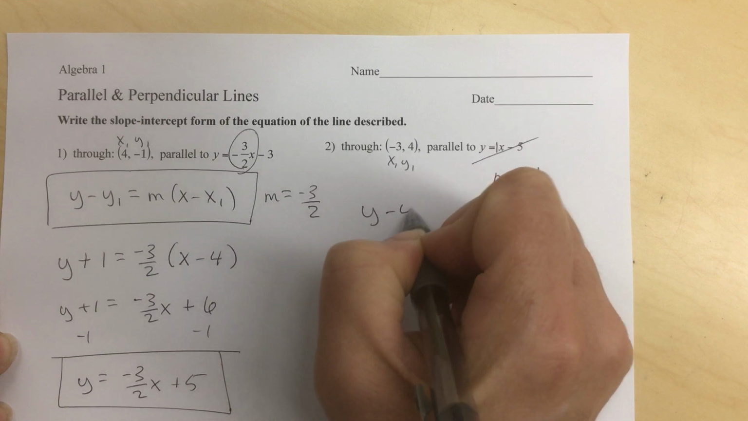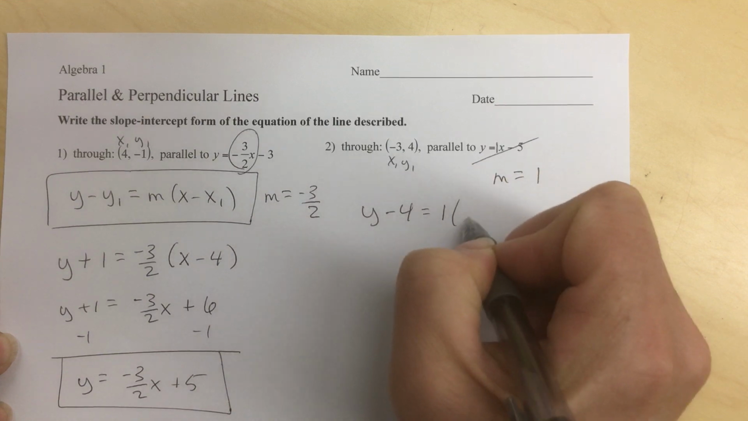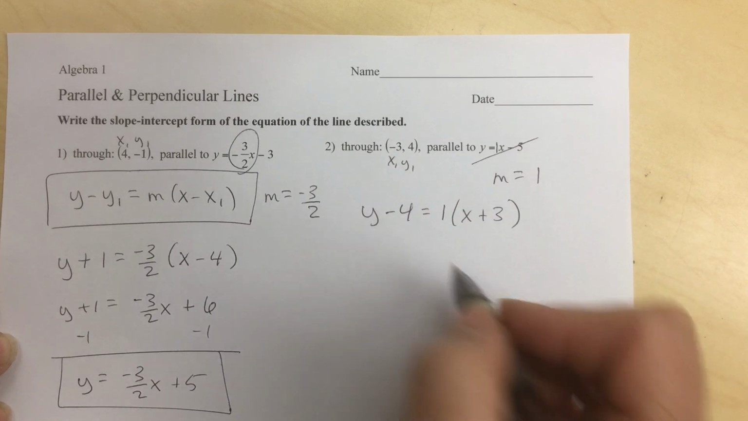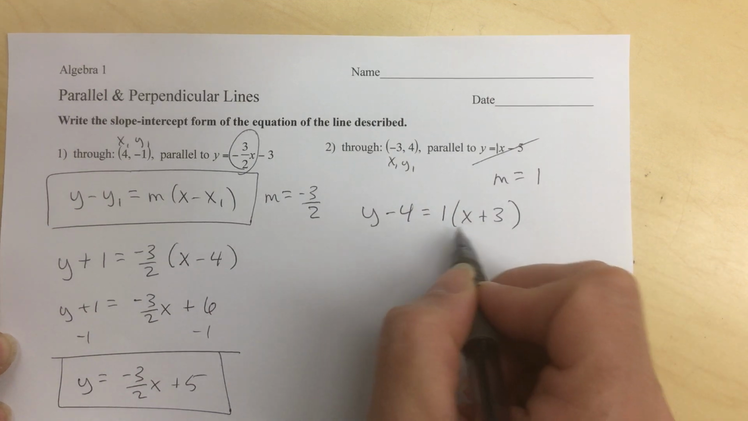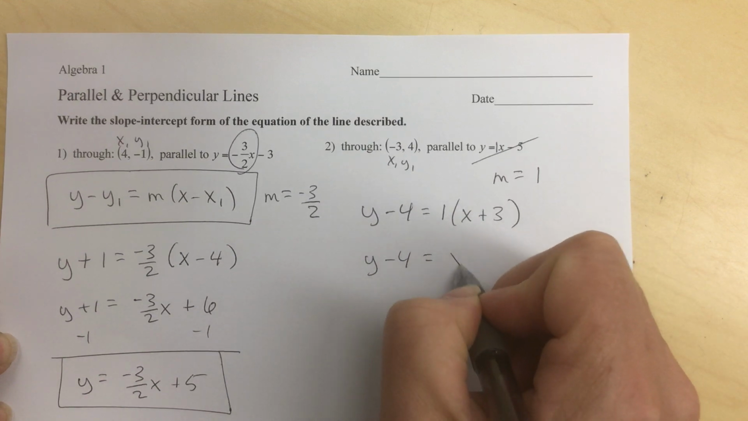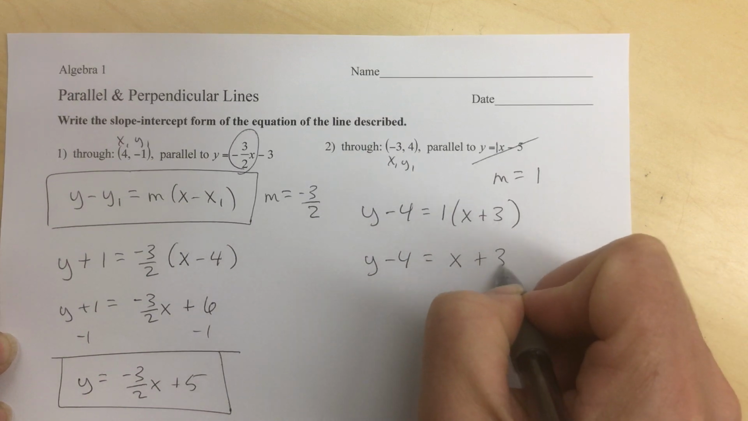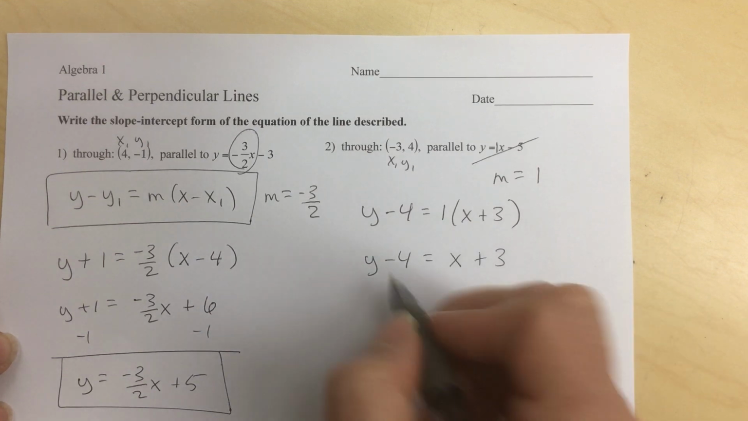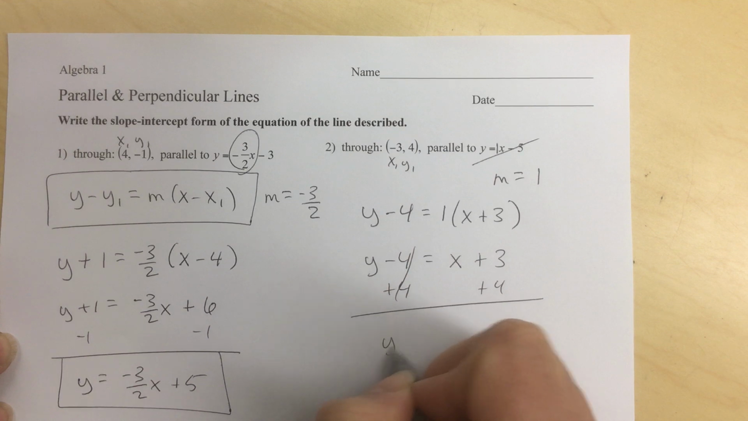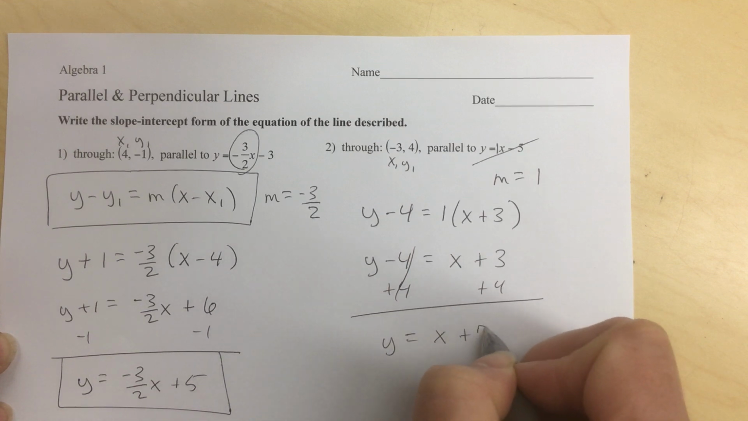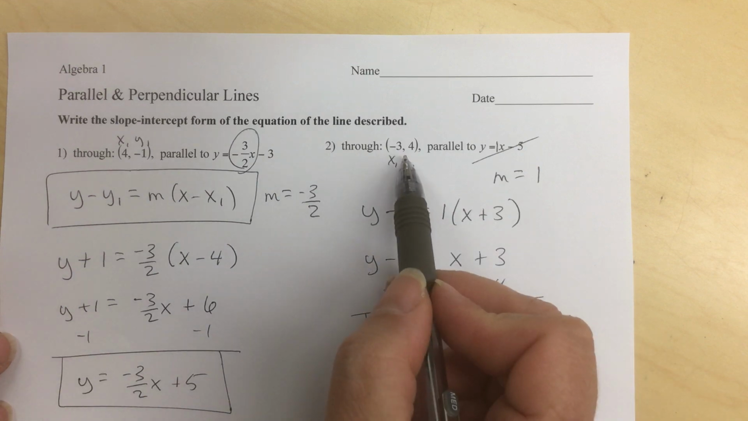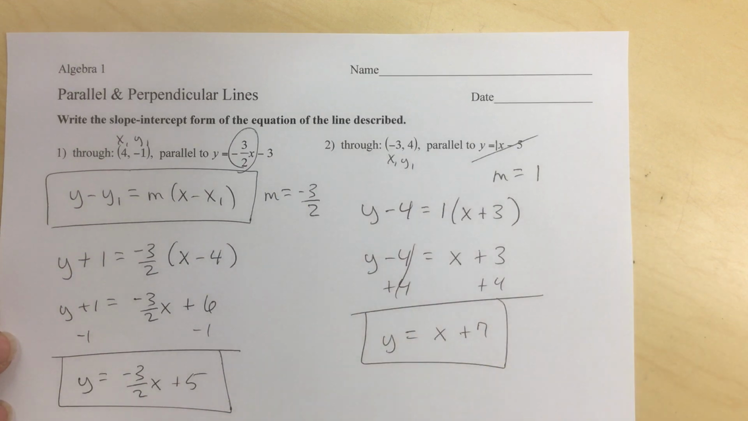So y minus 4 is equal to 1 times x minus a -3. And then 1 times anything is whatever the anything is. It doesn't change anything. So 1 times x is x, and 1 times 3 is 3. So that just stays x plus 3. And then my last step is to add 4 to both sides. So y equals x plus 7. So that's the equation of the line that goes through -3, 4 and is parallel to that line.